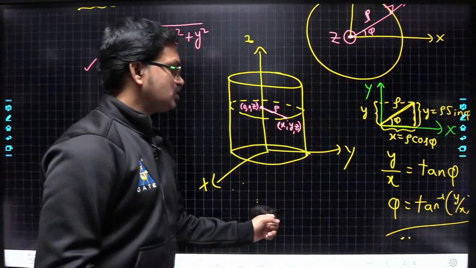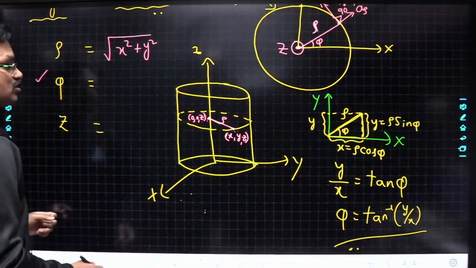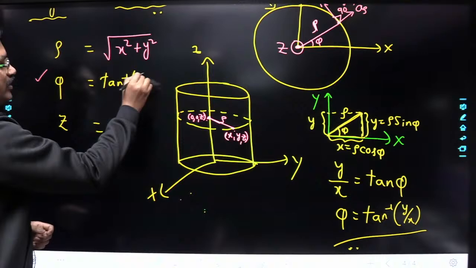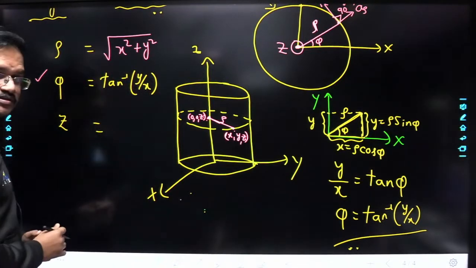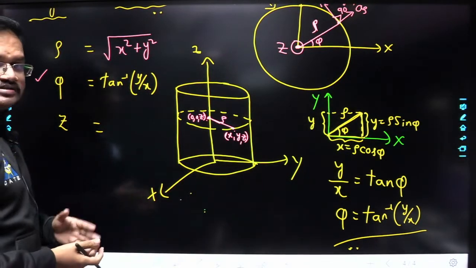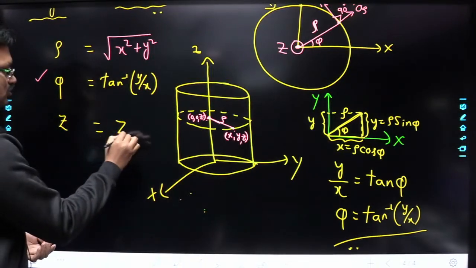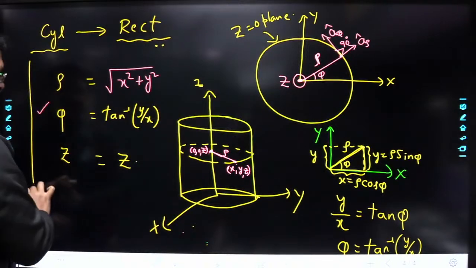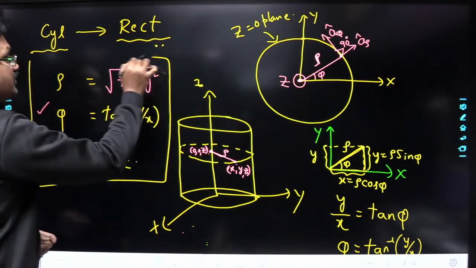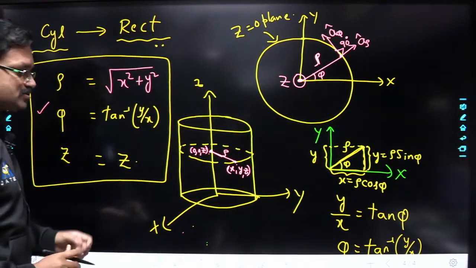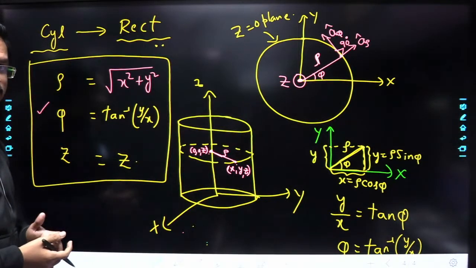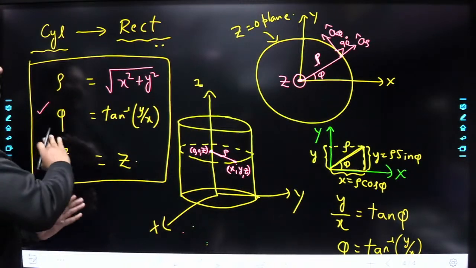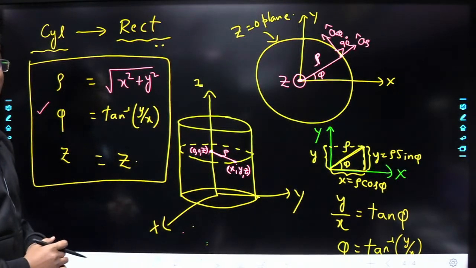Understood? So phi is equal to tan inverse of y by x, and z is the same as z. There is no change in z. The definition of z remains the same whether it is in the rectangular coordinate system or the cylindrical coordinate system. This is how you represent rho, phi and z in terms of rectangular coordinates.